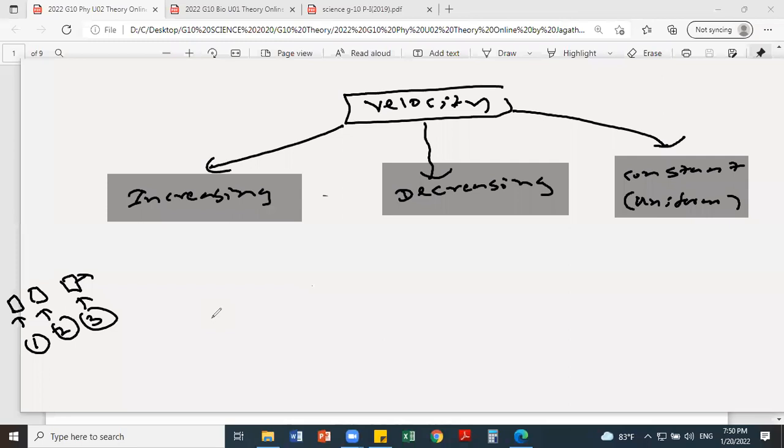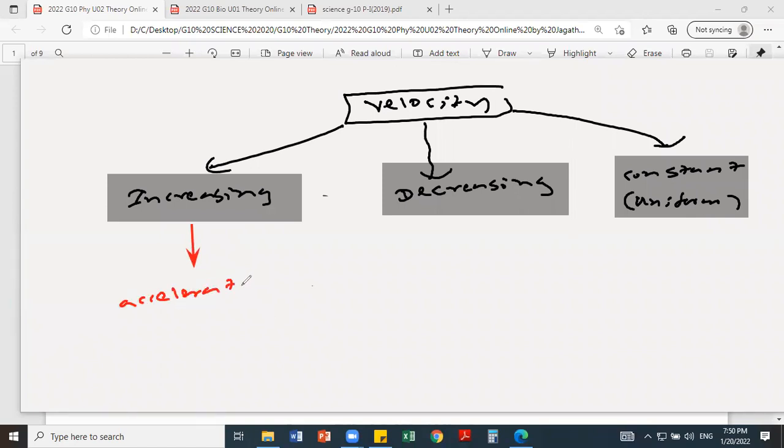If velocity is increasing, we call it what? Acceleration. Please copy down this. This is not given in your textbook. This is a short method, a short note. Velocity increasing means what? Acceleration. Velocity increase means it's accelerating.